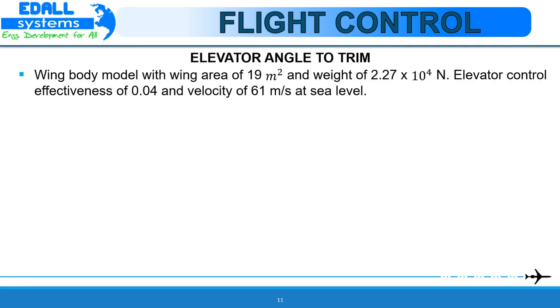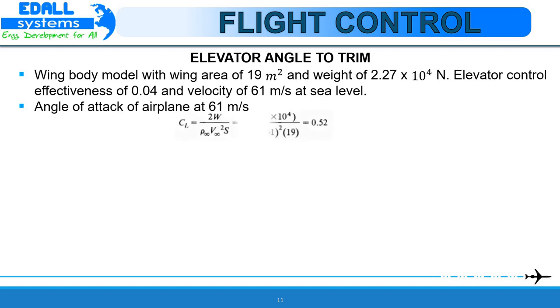Elevator angle to trim. Wing body model with wing area of 90 meters square and weight of 2.27 into 10 to the power 4 Newton, elevator control effectiveness of 0.04 and velocity of 61 meters per second at sea level. First, we must calculate the angle of attack for the aeroplane at V infinity equal to 61 meters per second. So we have CL is equal to 2W by rho infinity V infinity square into S. Substituting the values of weight, density, velocity and the wing area, we get 0.52, which is the coefficient of lift.